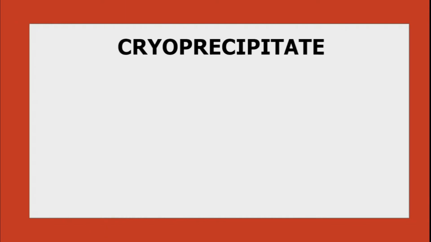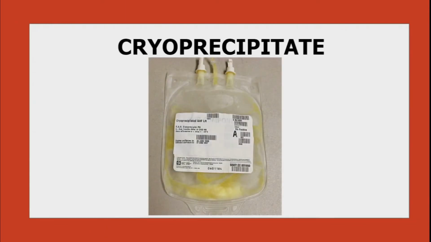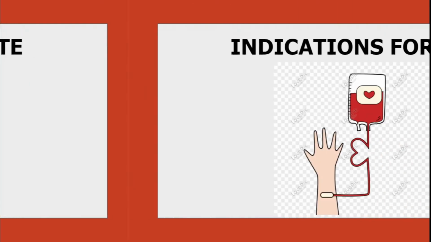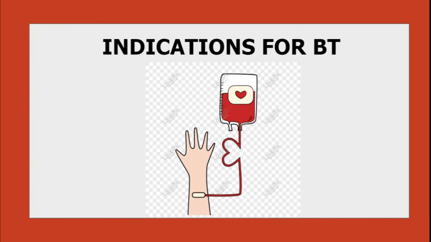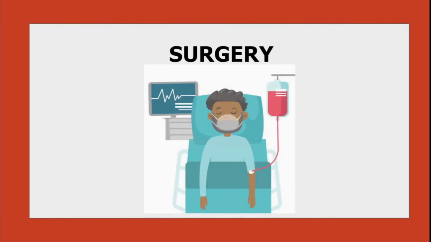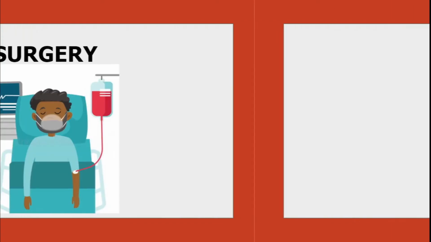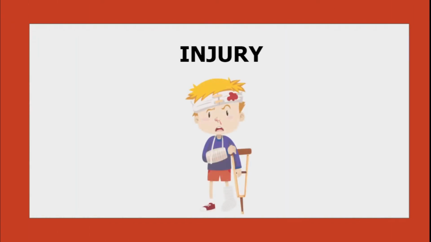The next is cryoprecipitate. It is done in case of hypofibrinogenemia, which most often occurs in the setting of massive hemorrhage or, as I said before, disseminated intravascular coagulation. Why do we transfuse blood? First, in case of surgery. This is to replace the lost blood, and in case of injury.